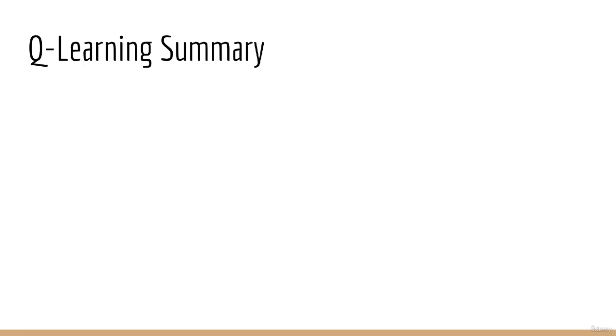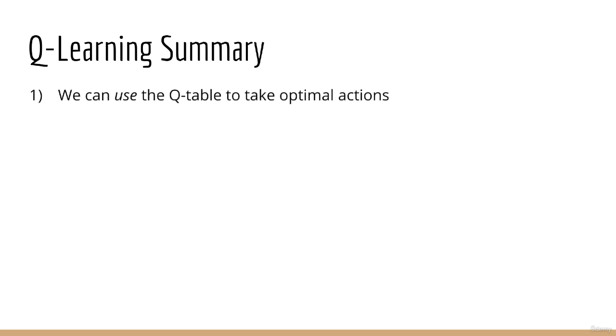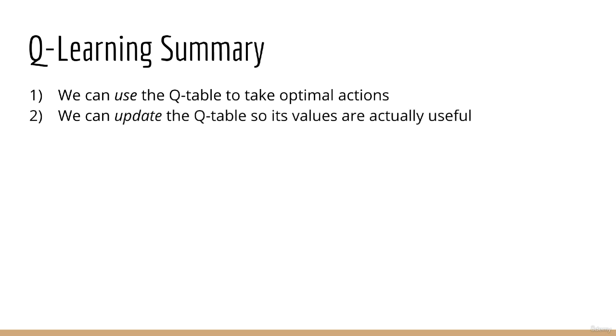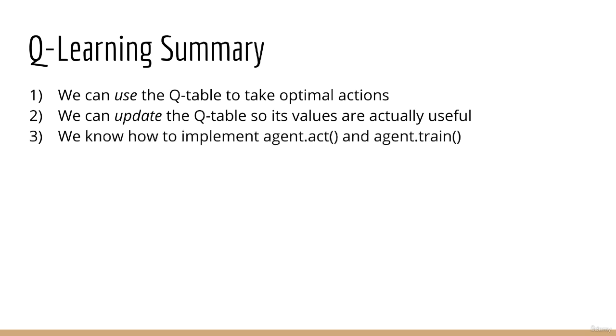So this lecture was a very brief introduction to Q-learning, making use of the concepts we learned about earlier in the course. We now know how to use the Q table so that we can perform optimal actions. We also know how to update the Q table so that the values it contains are actually useful. These correspond to the two important functions of our agent class, which are act and train.